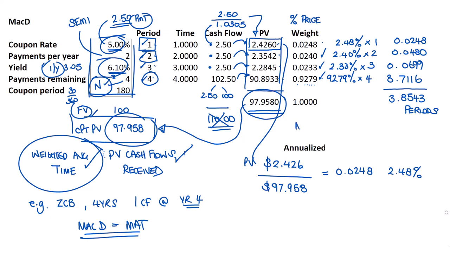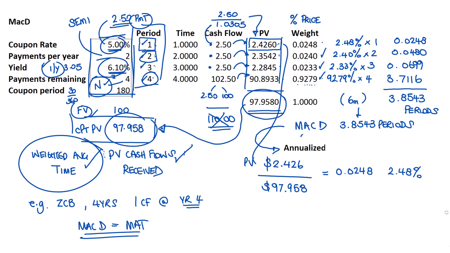That tells me the Macaulay duration for this bond is 3.8543 periods. The average, the weighted average time until I receive the PV of cash flows is 3.8543 periods, but that is based on these 6 monthly periods. The examiner is likely to want that annualized. How do we annualize to go from 6 months to annually? Well, do not multiply it by 2. Remember, these periods that we've just calculated are 6 monthly, semi-annual periods.